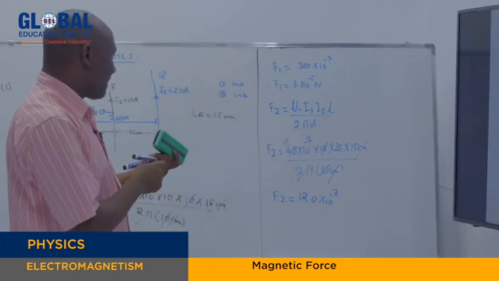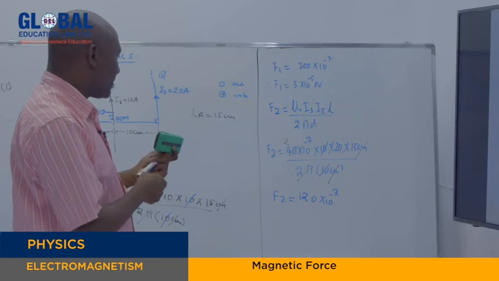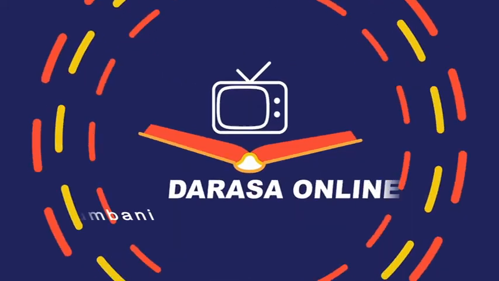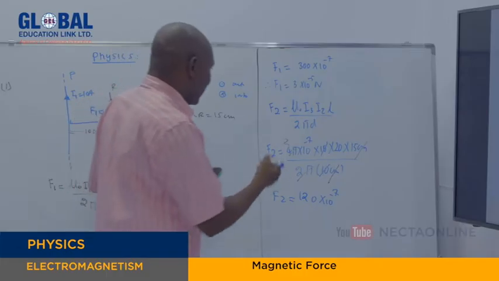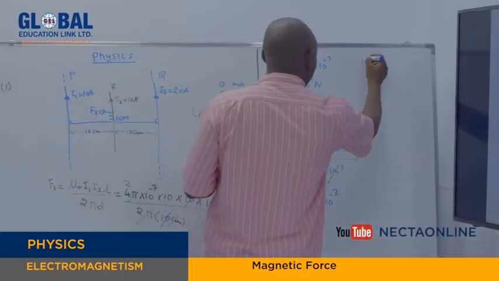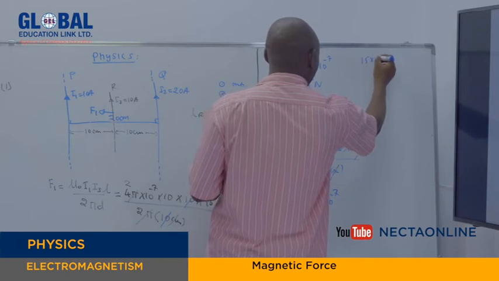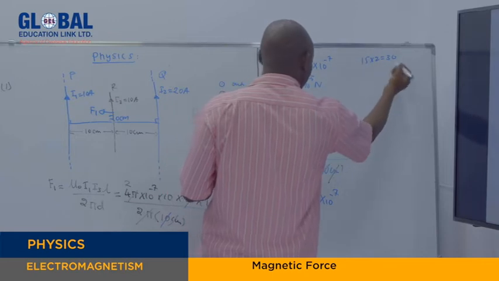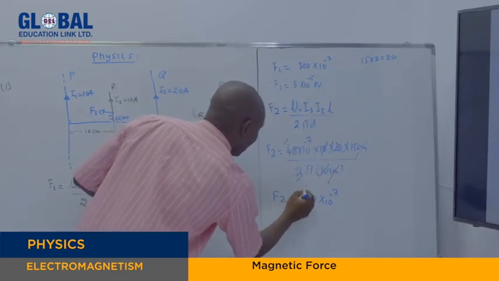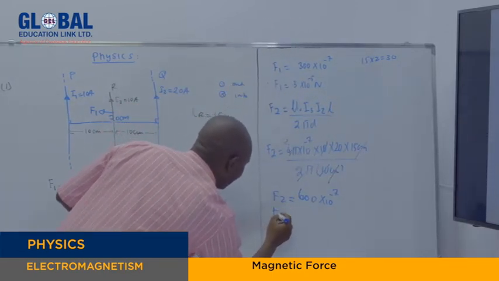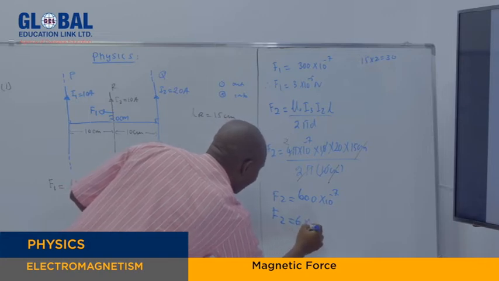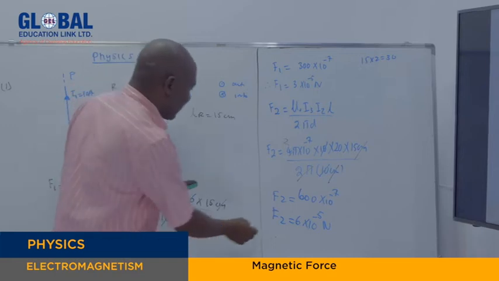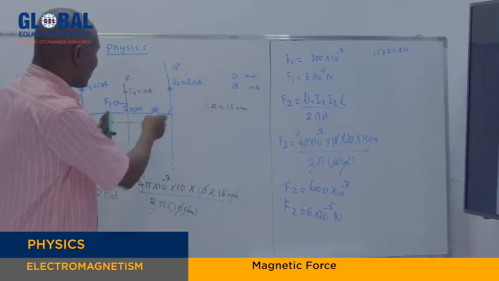Check your calculator. If you multiply by that, how much do you get? If you don't have a calculator, you can check by rough arithmetic. This is times 2 is 30. 30 times 2 is 600. So this is 600, and they convert equal to 6 times 10 negative 5 Newton. So this is the force which is acting on R due to Q.